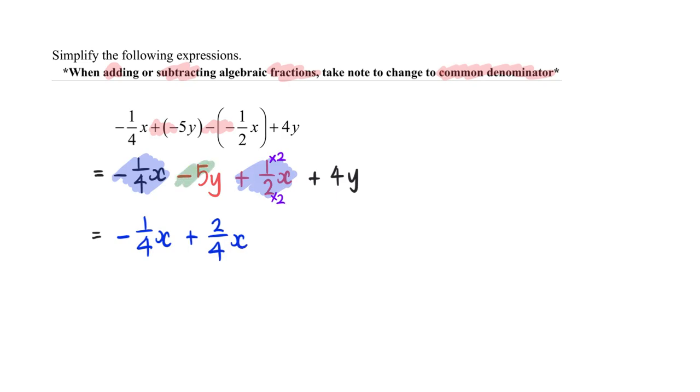And the other like term is this negative 5y plus 4y. We could actually simplify it. This will be equals to negative 1y. And to continue, negative 1/4 plus 2/4, 2/4 x. That will give me positive 1/4 x. And I still have my negative 1y there.